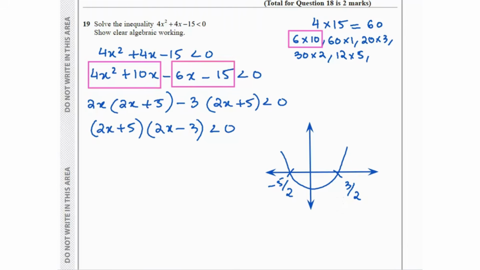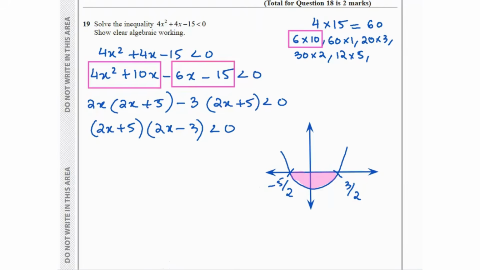Since the equation is basically equal to y, if you come to think about it, y is less than 0. If y is less than 0, it's underneath the x-axis. That means we will look at the behavior of negative 5 over 2 and 3 over 2 underneath the x-axis.